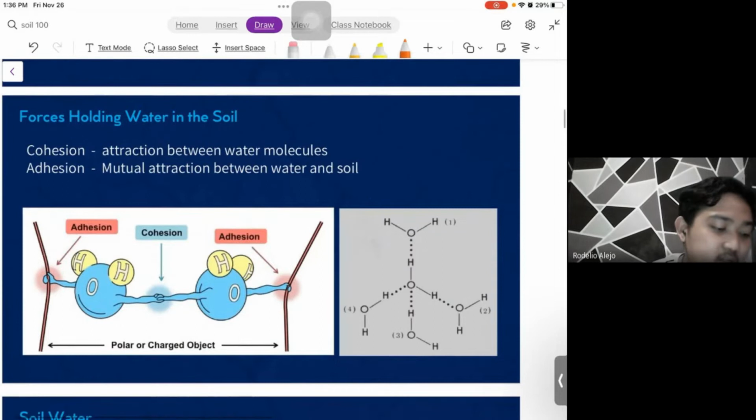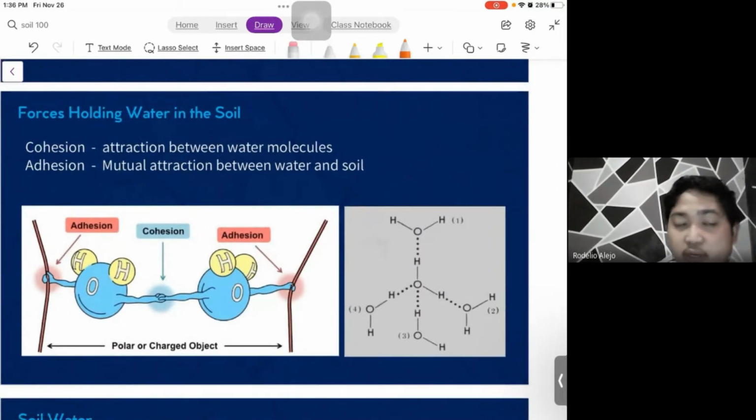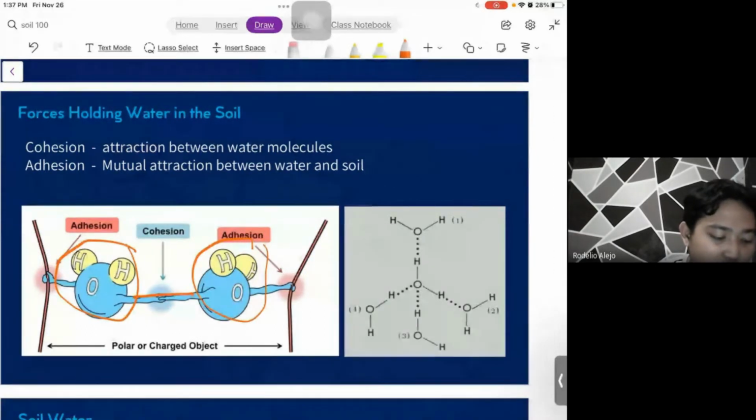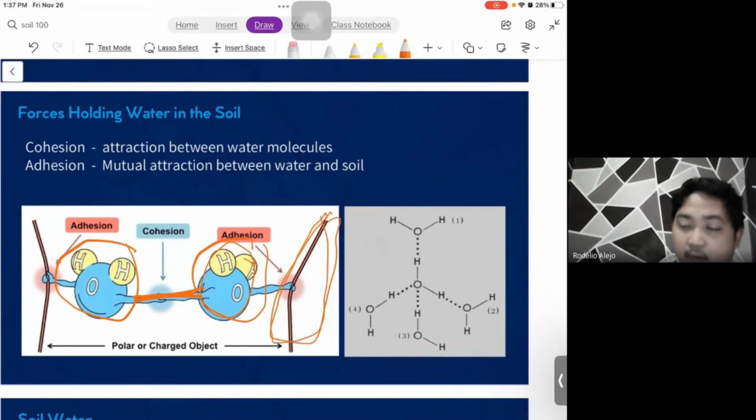So what are the forces holding water in the soil? Ito yung nabanggit ko kanina, we have what we call the cohesion and adhesion. Cohesion is the attraction between water molecules. Ito yung water molecules natin, nakikita nyo. Yung attraction between them is what we call cohesion. Parehas silang water, okay? But the attraction between the water and the soil, for example, here, this is the soil, or other materials, that is what we call adhesion. Adhere, or dumikit. Okay? Cohere, parang nagsama.